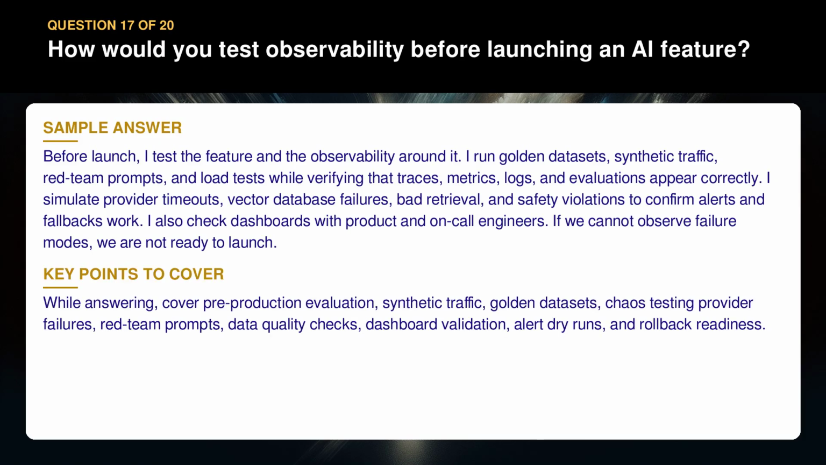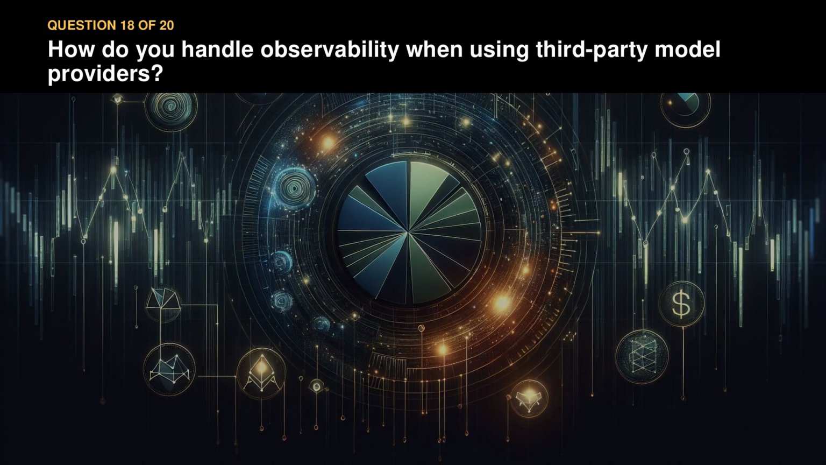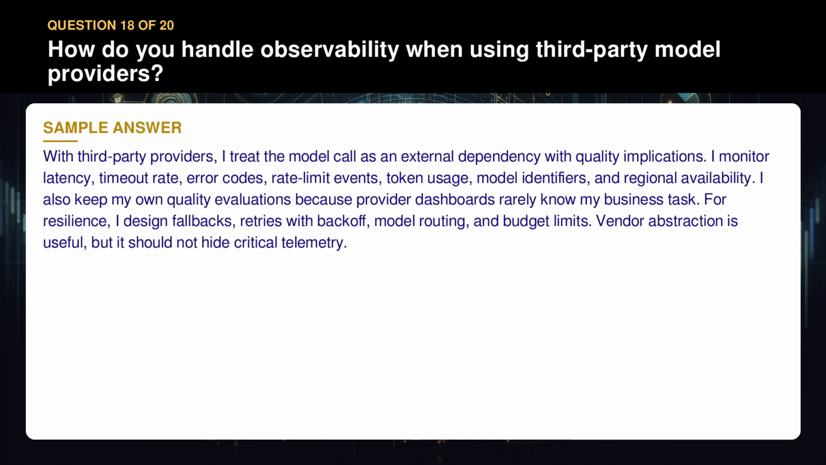While answering, cover pre-production evaluation, synthetic traffic, golden datasets, chaos testing provider failures, red team prompts, data quality checks, dashboard validation, alert dry runs, and rollback readiness. Question 18. How do you handle observability when using third-party model providers? With third-party providers, I treat the model call as an external dependency with quality implications. I monitor latency, timeout rate, error codes, rate limit events, token usage, model identifiers, and regional availability. I also keep my own quality evaluations because provider dashboards rarely know my business task.